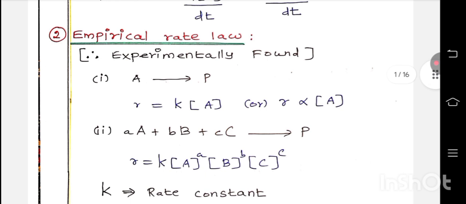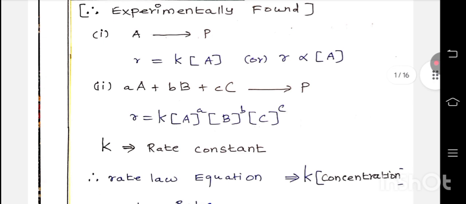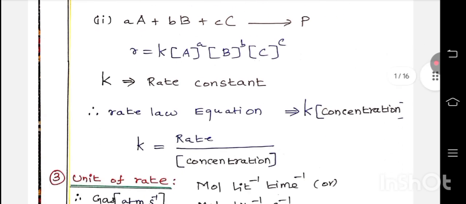A gives B, therefore rate directly proportional to the concentration, or rate equal to K into concentration. K is a rate constant. Or third order type, A plus B plus C gives products, therefore rate equal to K into A, B and C. The rate law equation is directly proportional to K into concentration. Therefore, K equal to rate divided by concentration.